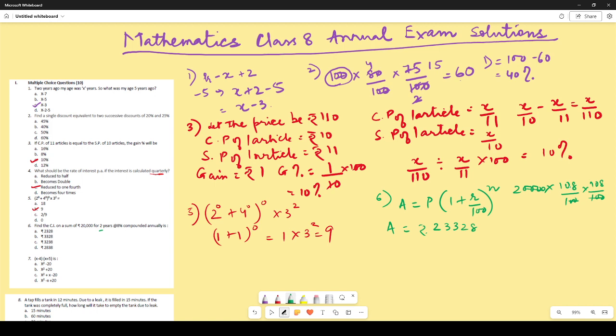When you multiply 108 into 108 and then multiply it by 2, the answer that you get is rupees 23,328. But remember, you are asked to find out the CI. So when you subtract 20,000 from it, what do you get the answer as?